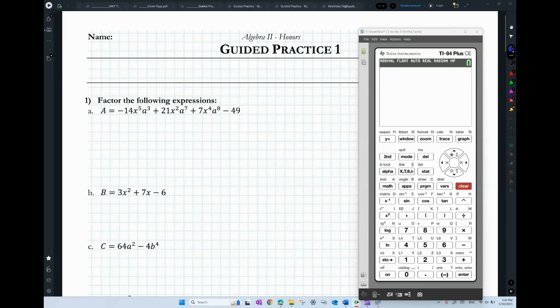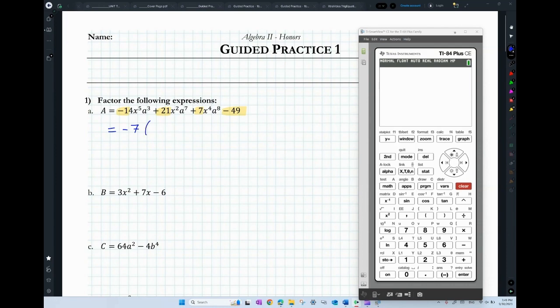Question number 1. Factor the following expressions. First, I've got a polynomial with two variables, x and a, and when I look at all the coefficients, I could factor out -7, including the negative.